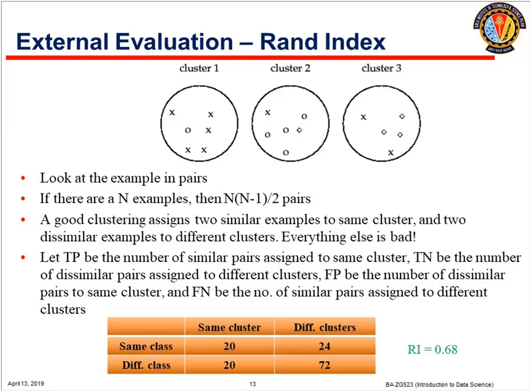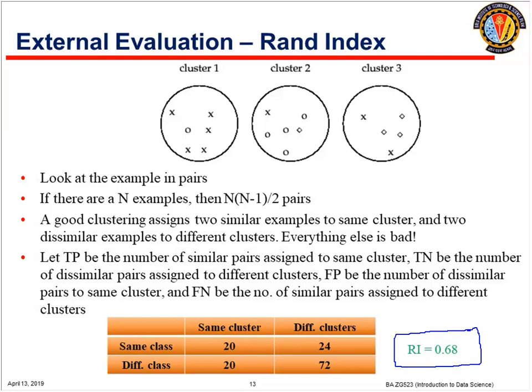Okay, so the RAND index is equal to 0.68 that you get. The higher it is, the better. Higher means the numerator will be higher, that is TP and TN will be higher, that is the correctly labeled positive and negative approximations will be high. So it's a measure of goodness of cluster. Yes, it's one of the external measures.